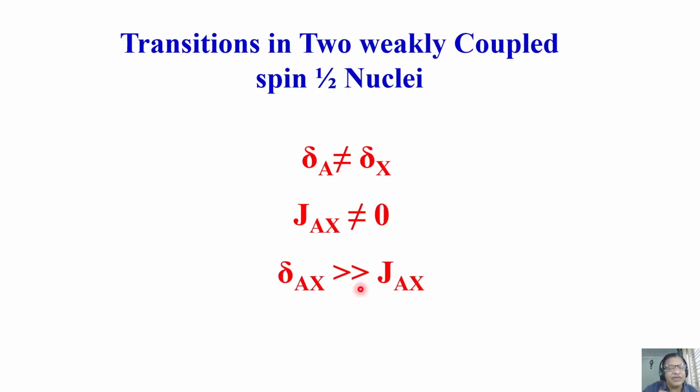Why am I going to do that? When you go further, after a few classes, you will understand what is strong coupling, what is weak coupling, and how to get the transitions in a strongly coupled spin system and a weakly coupled spin system. All those things we will discuss. At that time I will tell you all the details, but at the moment simply understand this is my assumption. Now when these two spins interact, the magnetic energy gets modified.